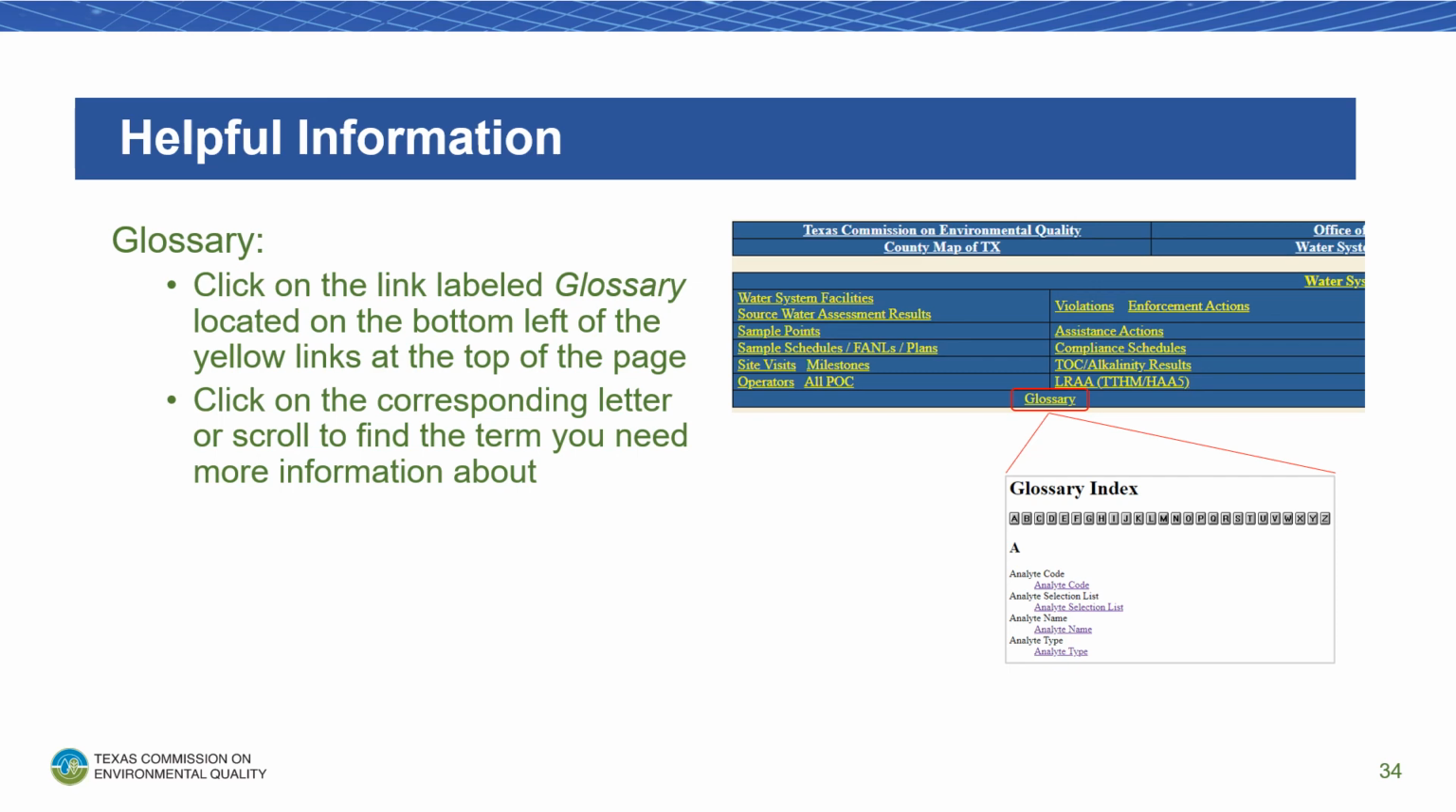On this page, we'll discuss tools that can be helpful in understanding the information provided in Drinking Water Watch. The glossary provides in-depth information regarding the different terms used throughout the site. It can be found by clicking the yellow link on the PWS main page labeled Glossary. This action will bring up the glossary index, which can be used to search for the section of the site you need more information about.